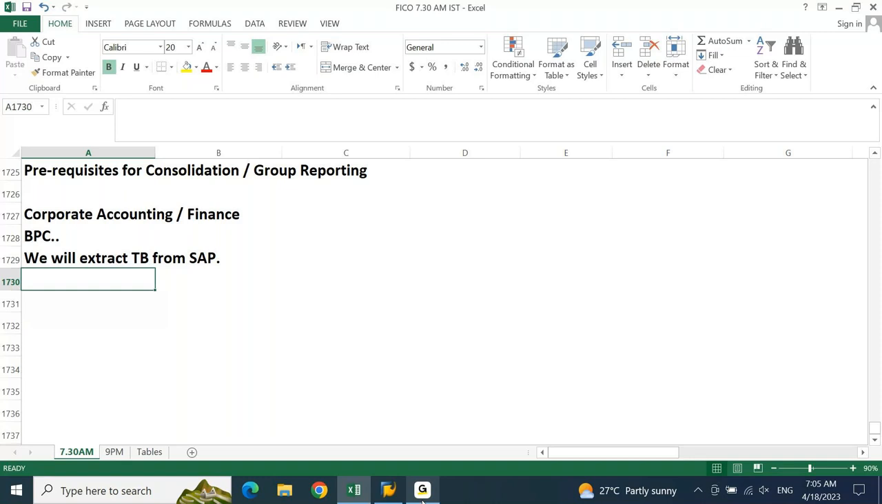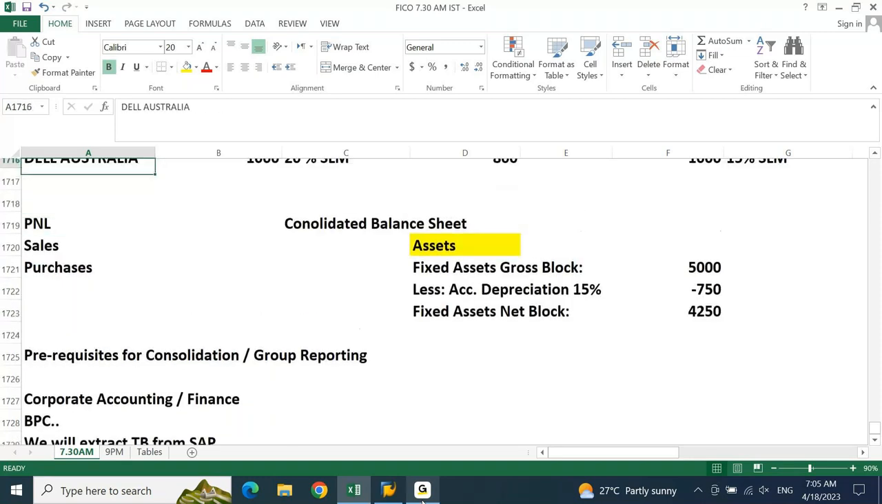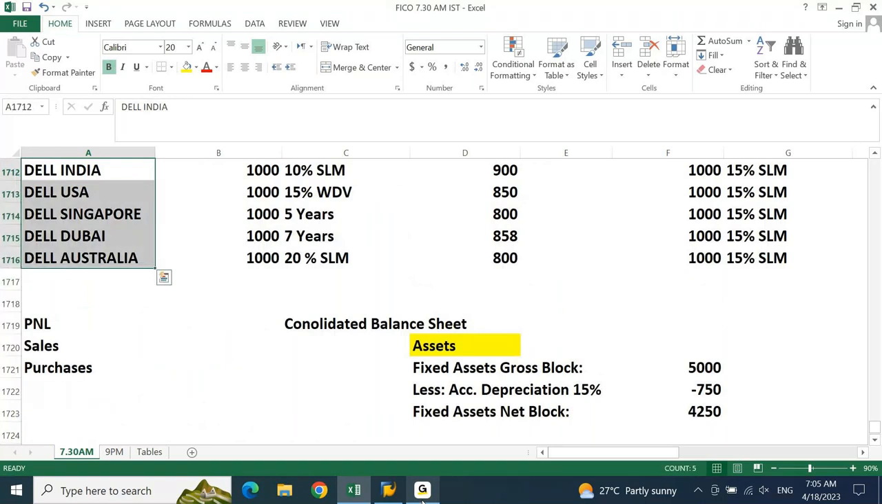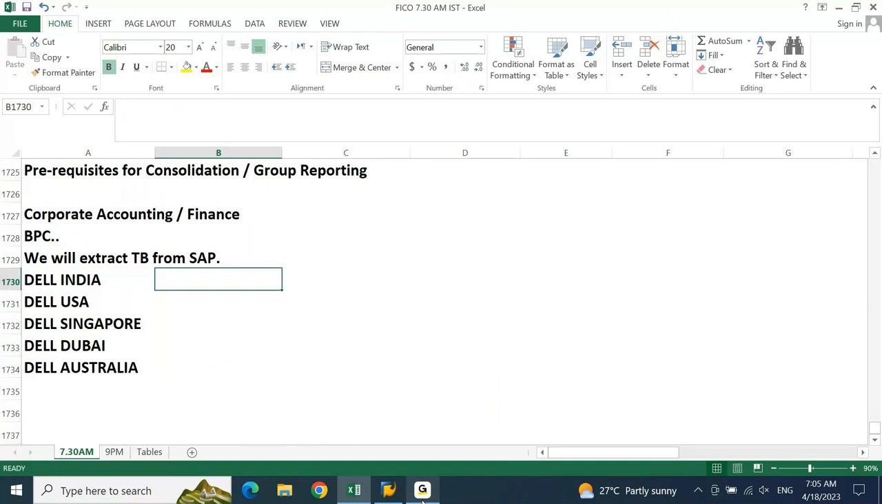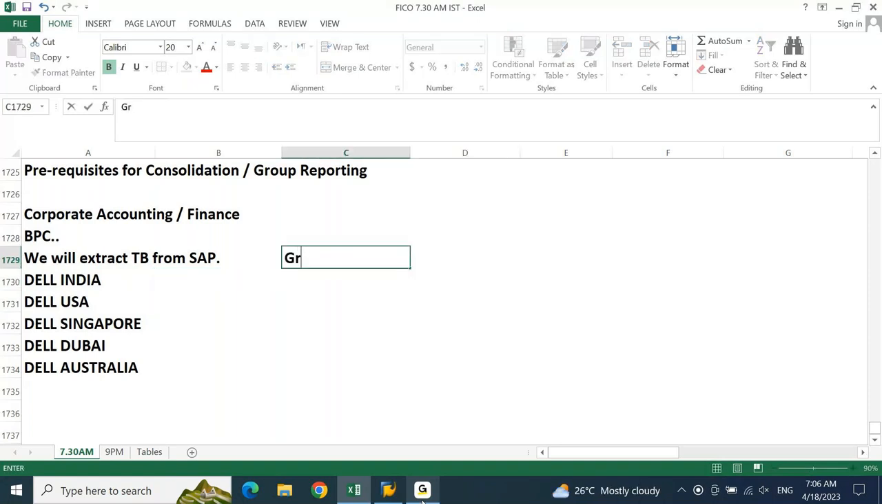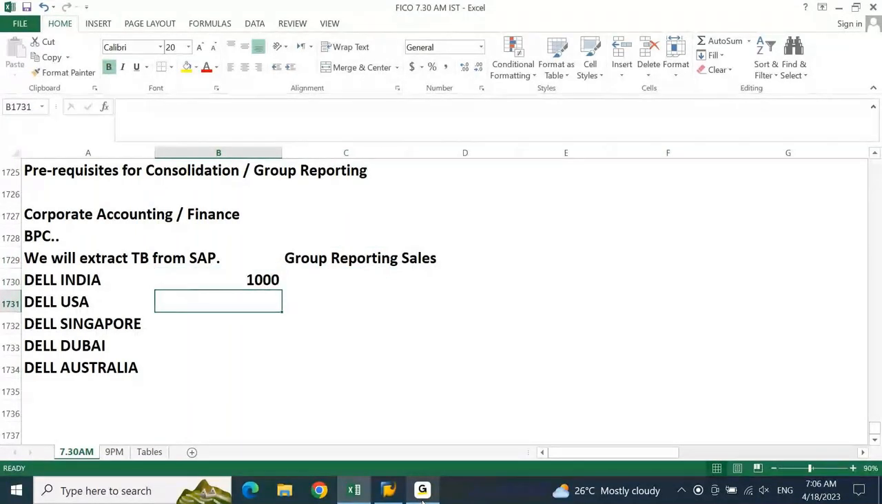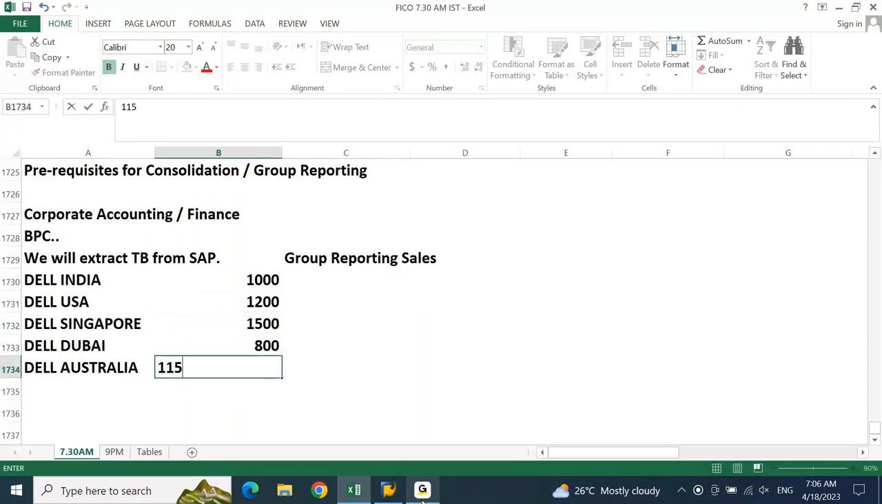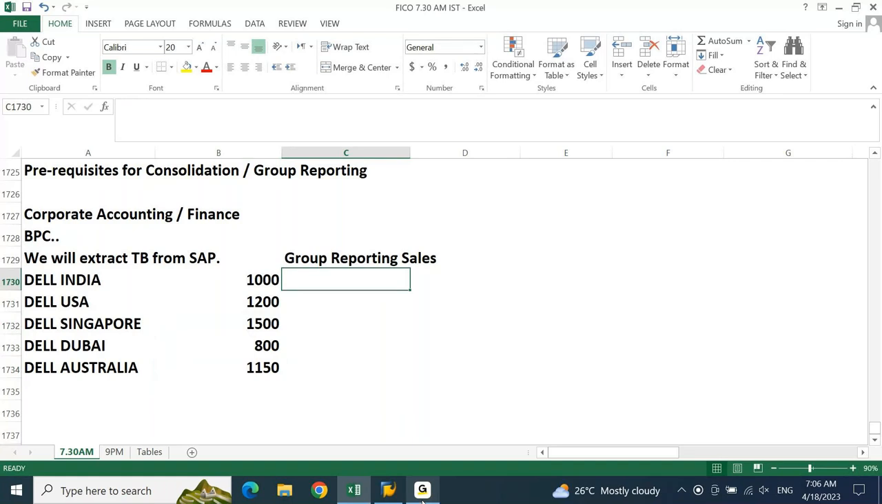Let's say if you have 5 company codes. These 5 company codes you have, you will have a trial balance in SAP for this. Correct? Let's say I'll put group reporting, I'll say sales. Now assuming in India sales is 1000, assuming everything is in dollar, here it's 1200, here it's 1500, here it's 800, here it's 1150.